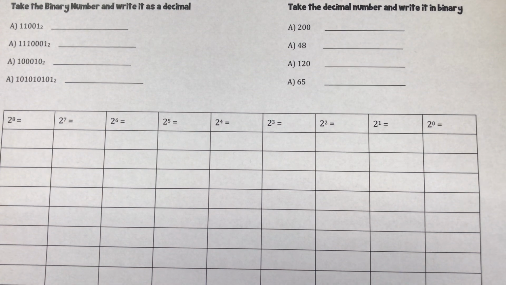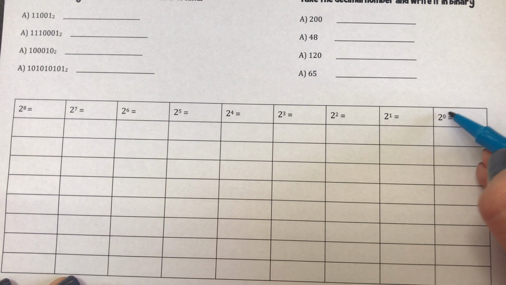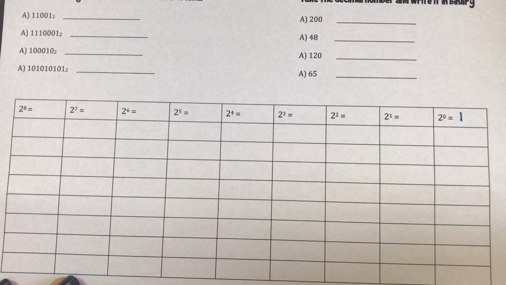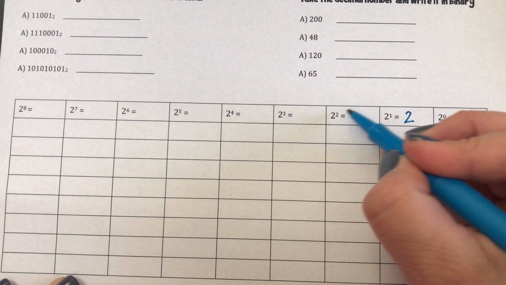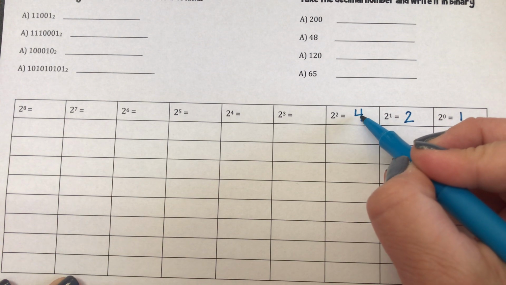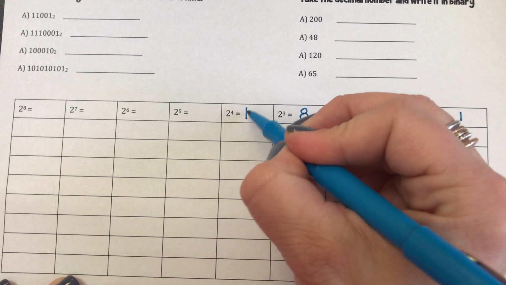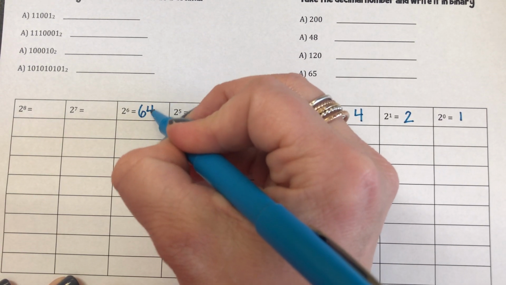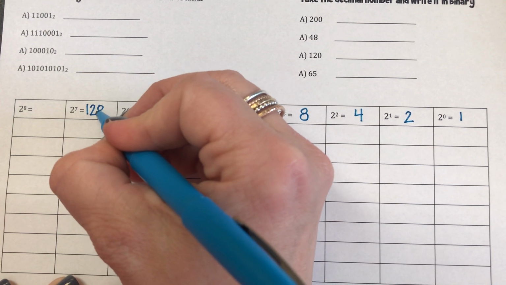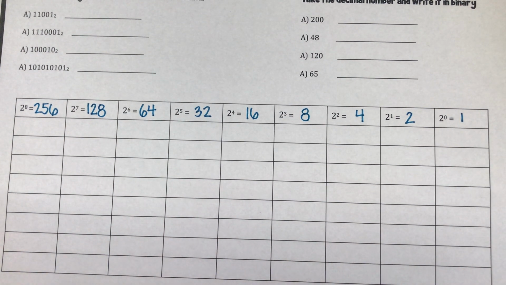Okay, first thing we're going to do, we are going to fill out what I kind of call our little binary chart. So 2 to the 0 power, anything to the 0 is 1. 2 to the first is 2. 2 squared is 4. Then add another power of 2. 4 times 2 is 8, 16, 32, 64, 128, and 256. Okay, so we've kind of filled in our little coding chart.